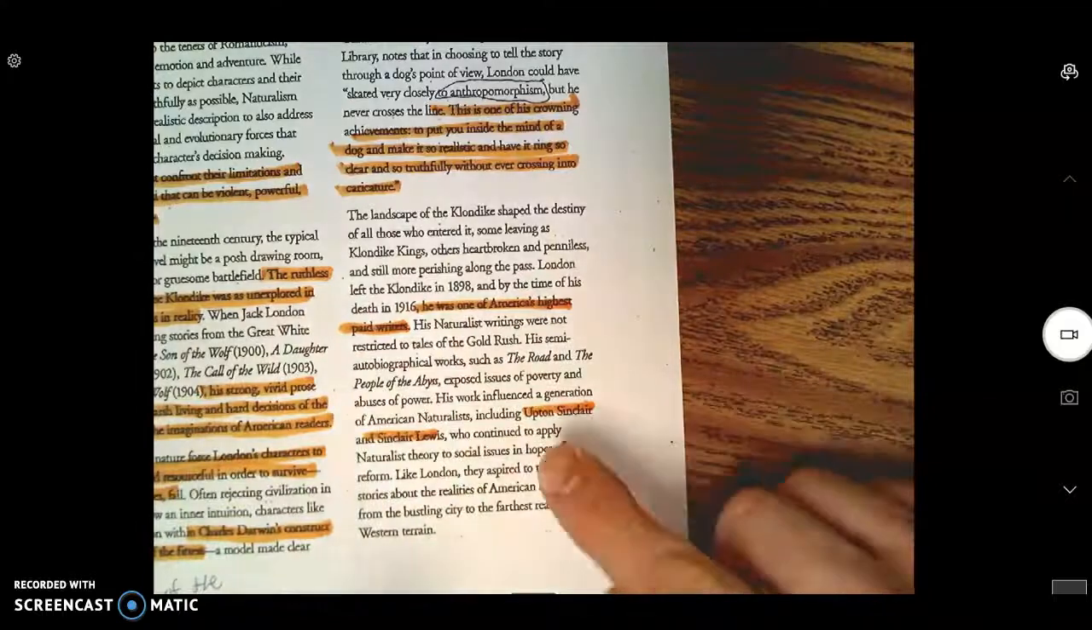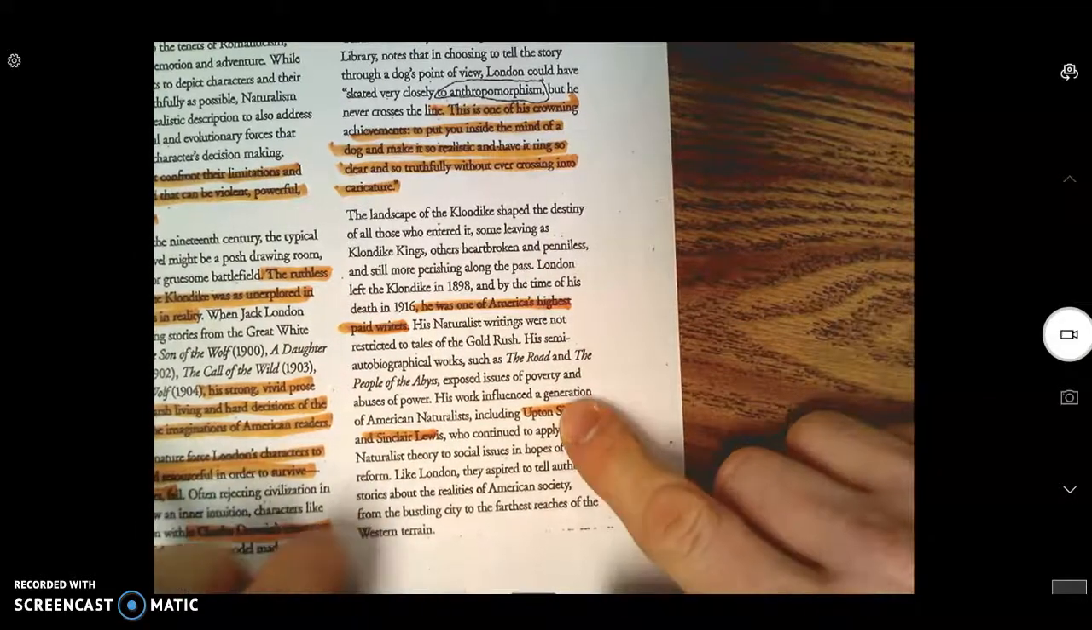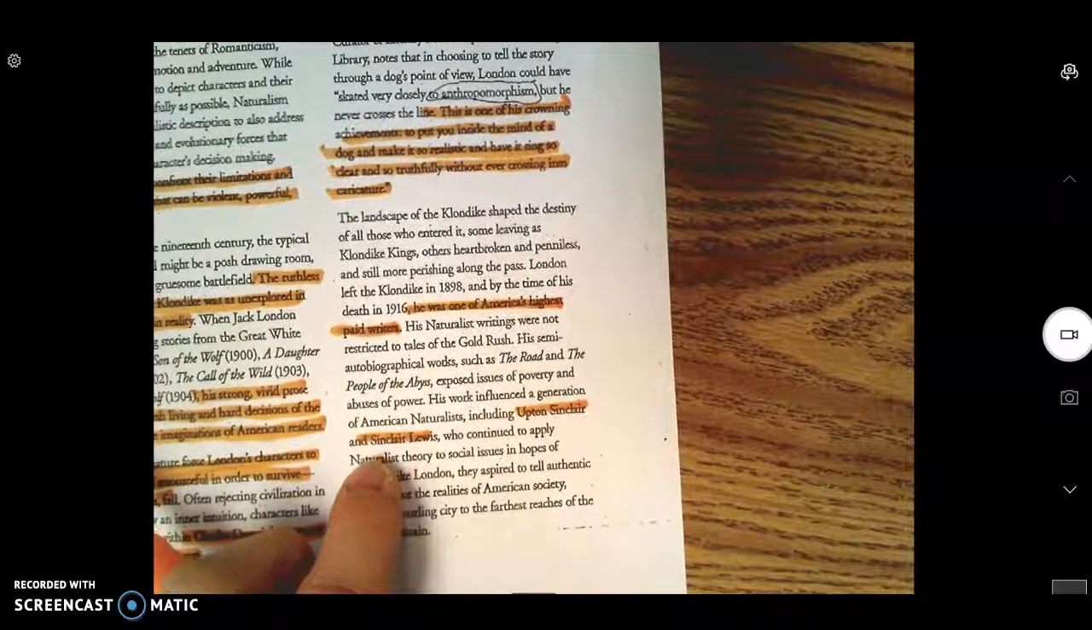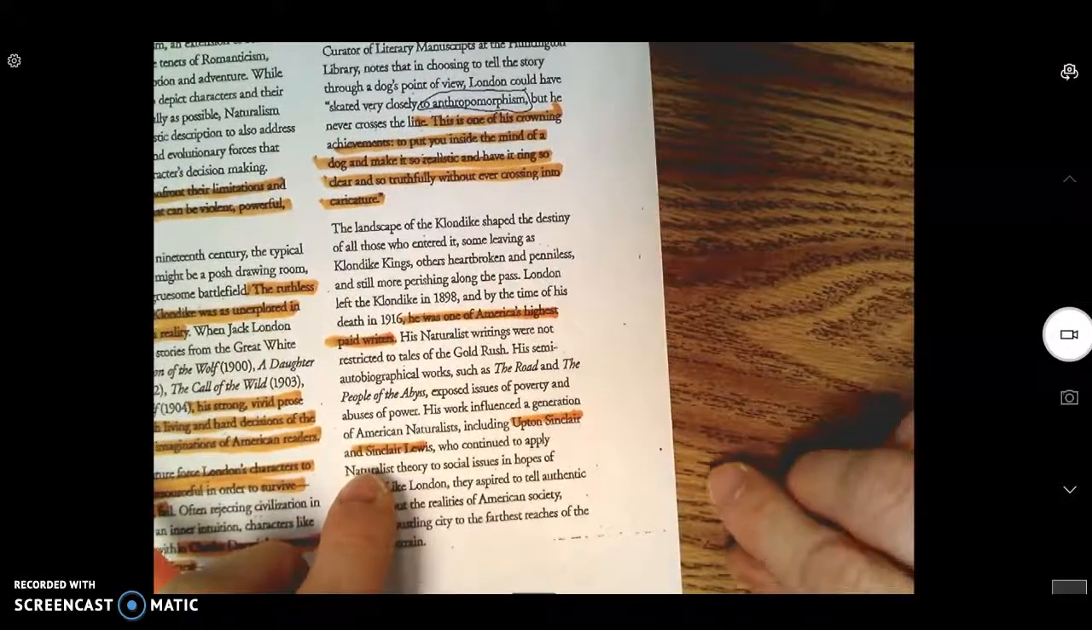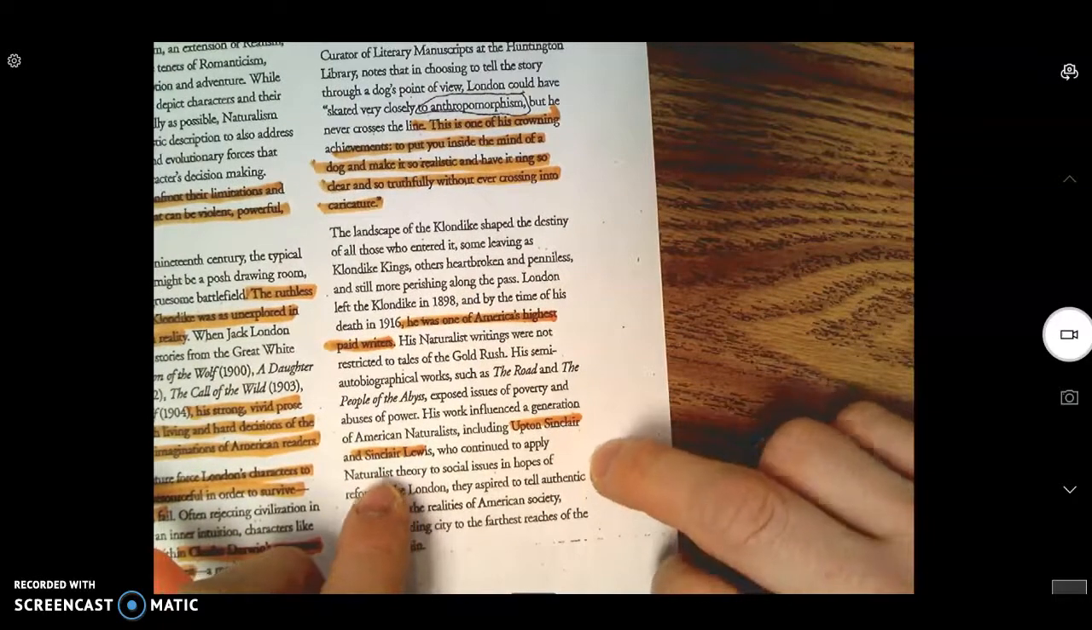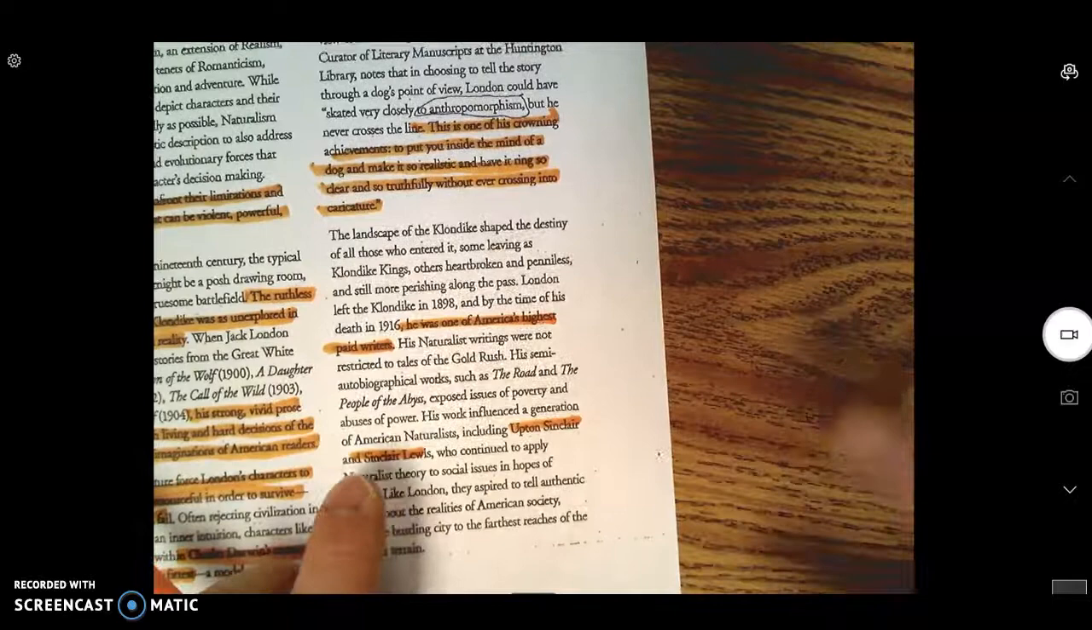All right, so this last paragraph, let's be honest, Upton Sinclair and Sinclair Lewis, you don't need to know anything about them, but wink, wink, hint, hint, when you see that open note test later on, those two names do pop up, so you want to highlight them just to know that they were inspired by Jack London.